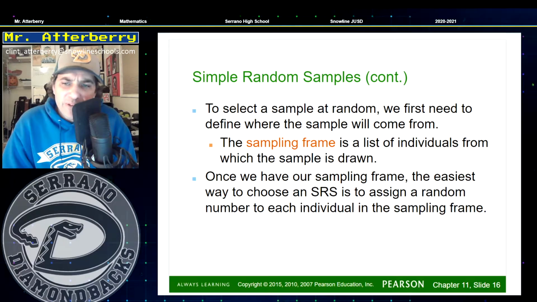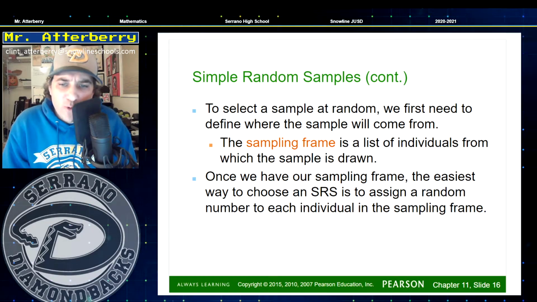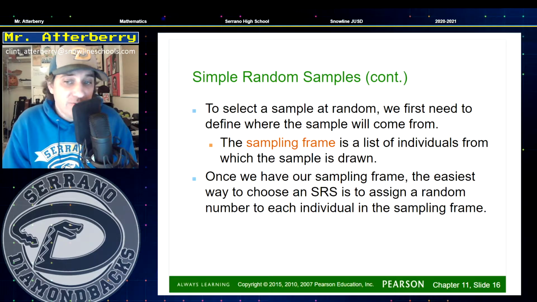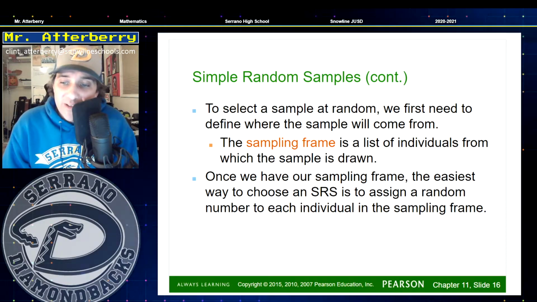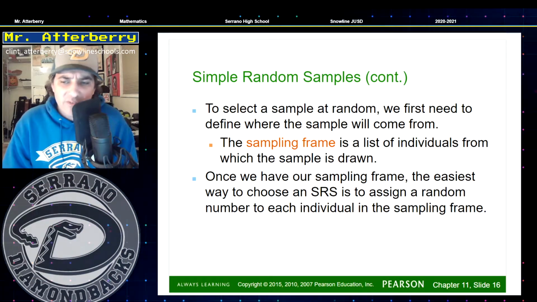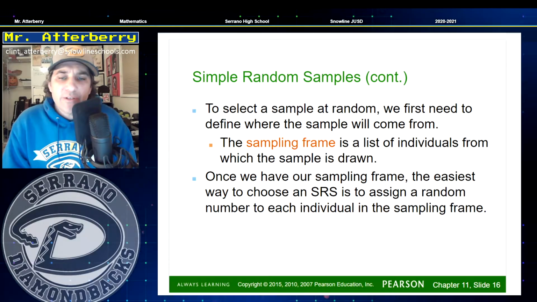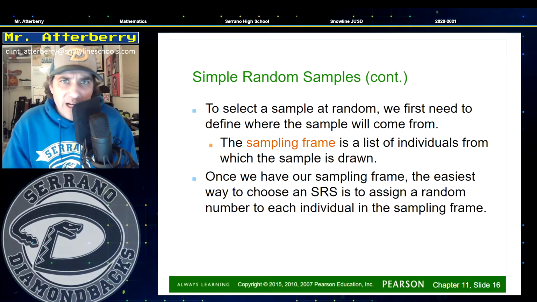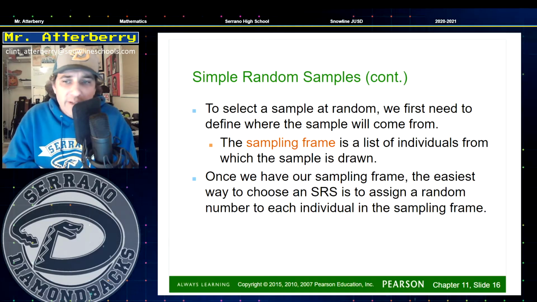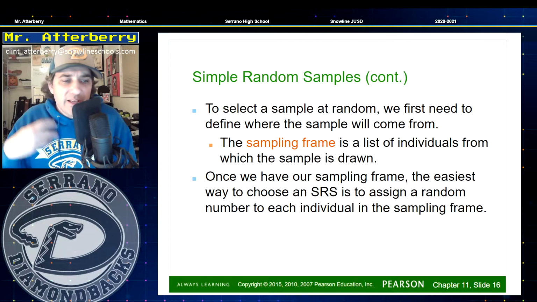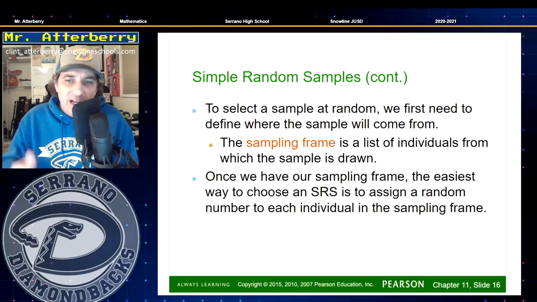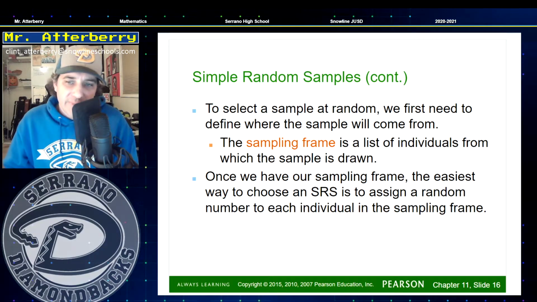All right. So to select a sample at random, we first need to define where the sample will come from. The sampling frame is a list of individuals from which the sample is drawn. Once we have our sampling frame, the easiest way to choose an SRS is to assign a random number to each individual in the sampling frame. For example, in a classroom, I could give everybody a number from the roster, like you're number 1, you're number 2, you're number 3. Everyone gets a number, and then I do something to select the random number, and everyone has an equal chance. The sampling frame is everybody you're trying to get your sample from.